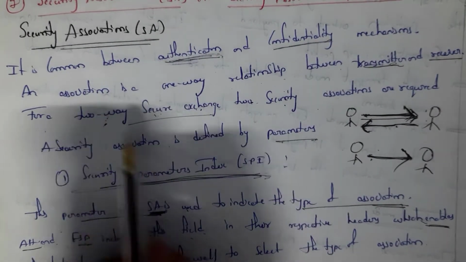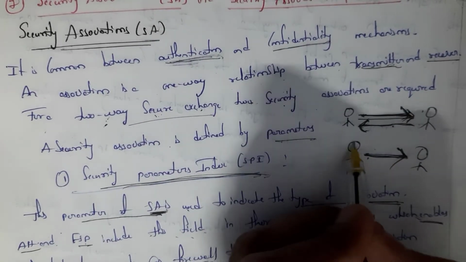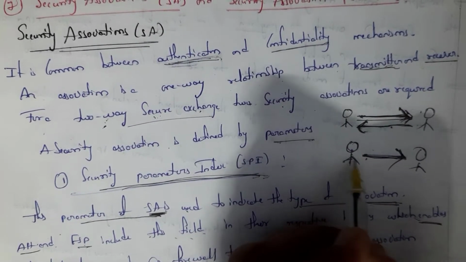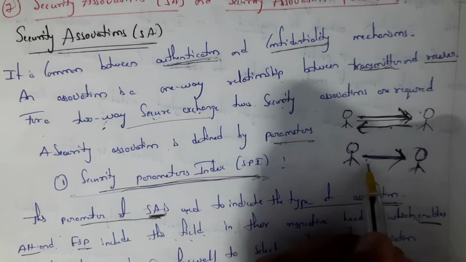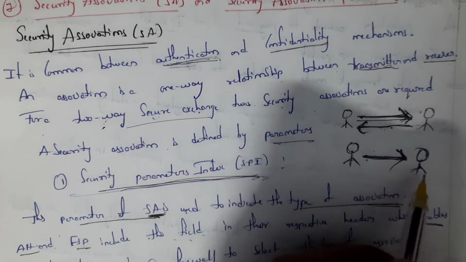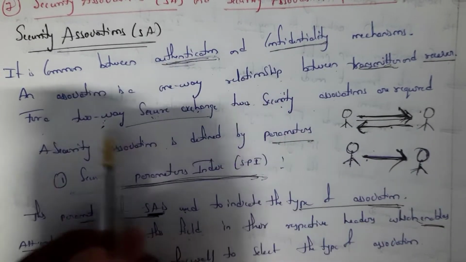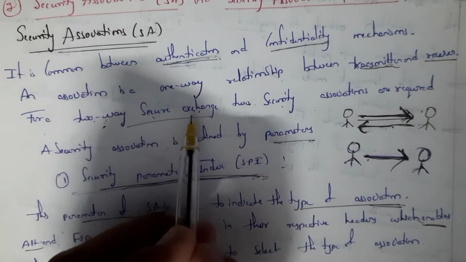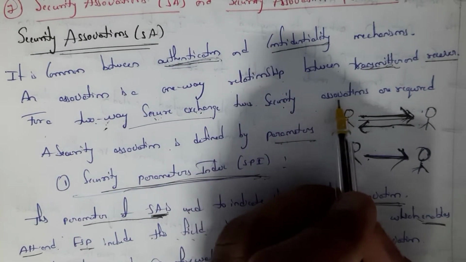See, the first one is a one-way relationship. That means only the sender has the right to send a message and there is no response from the receiver. This is known as a one-way relationship, whereas for a two-way relationship, two security associations are required.